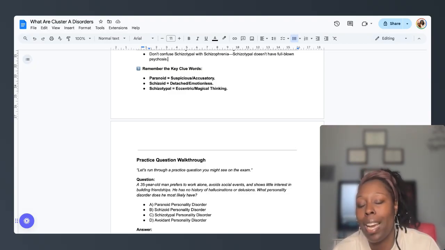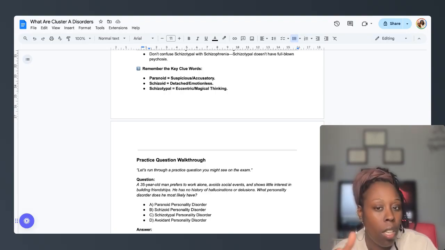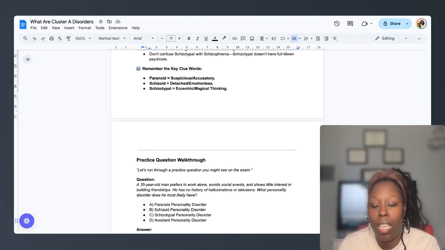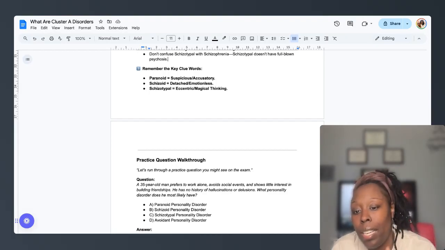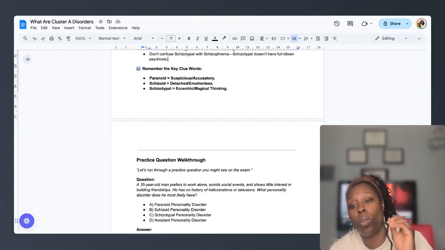Well, first and foremost, guys, I like to teach you process of elimination. So we're just going to eliminate the D right then and there. We're not even talking about avoidant. That is in cluster, damn, you're smart, cluster C. Absolutely. So we're going to stick with cluster A today. And as you can see, it's paranoid, schizoid, and schizotypal.